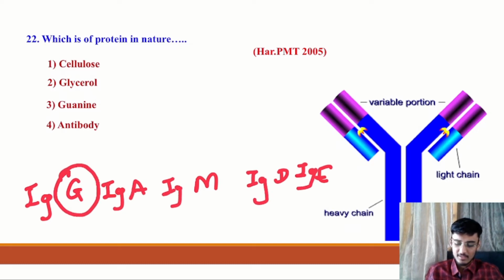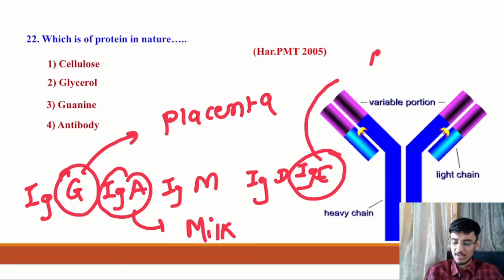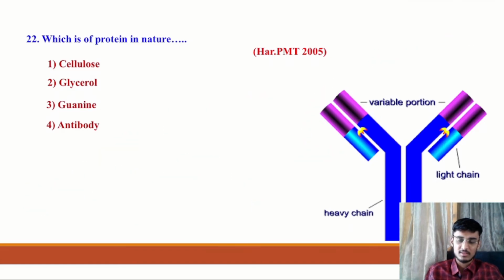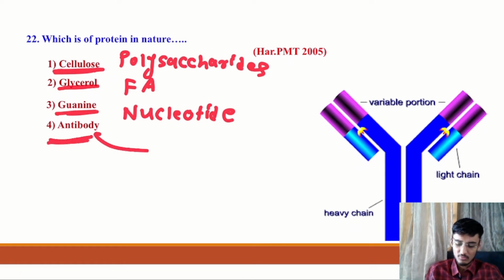What is IgG? IgG is found in the placenta, from mother to fetus, while IgA is found in mother's milk. IgE is responsible for the allergic response. The first developed antibody is called IgM. So your answer should be antibody. Cellulose is a polysaccharide, glycerol is a fatty acid component, guanine is a nucleotide, while antibody is a protein.